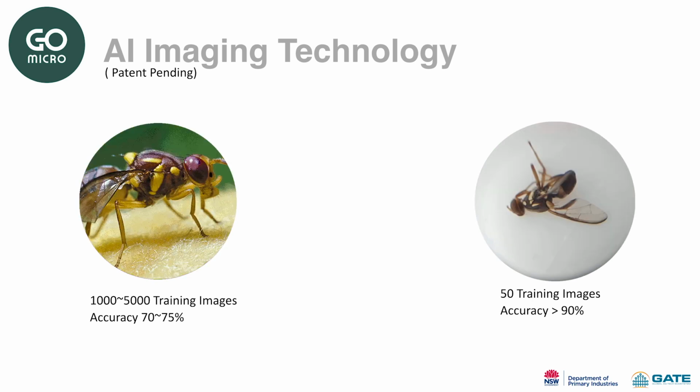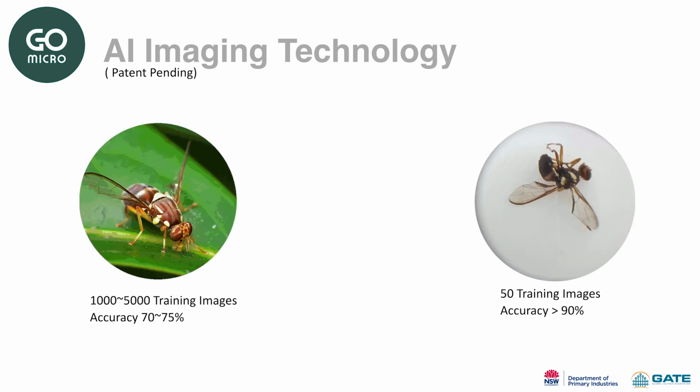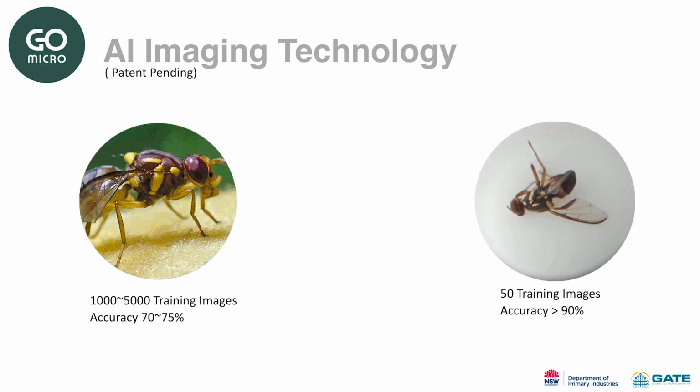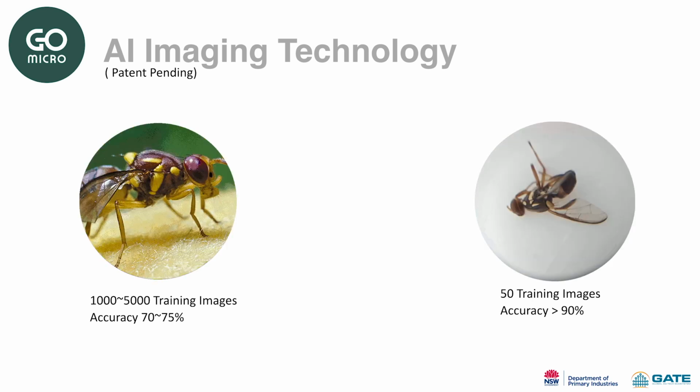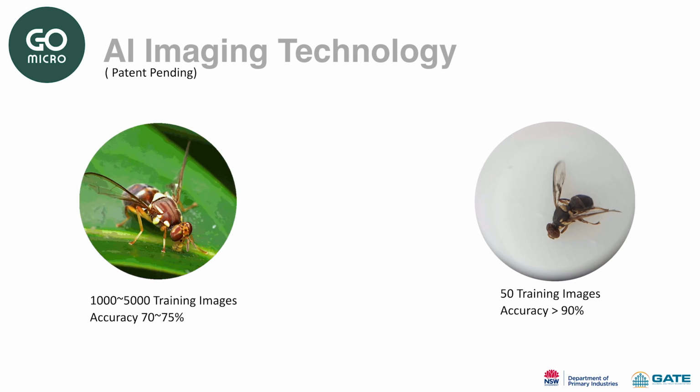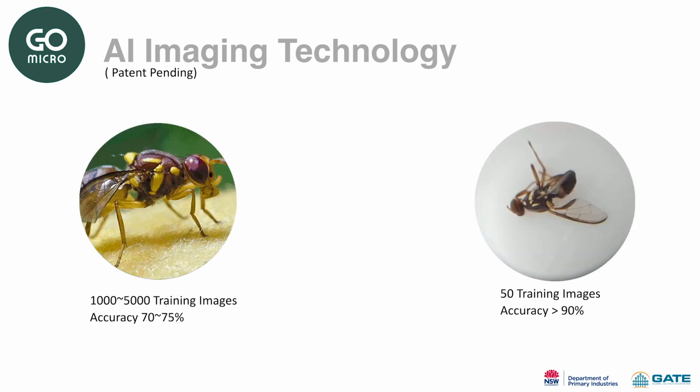What you see on the left is what an AI engine sees when it's being trained. Thousands of images with backgrounds and shadows. On the right is what GoMicro AI engine sees with no shadows, no backgrounds. We can get to 90% accuracy with just 50 images. That's all anyone will now need to build an AI engine. We make quality assessment super easy.